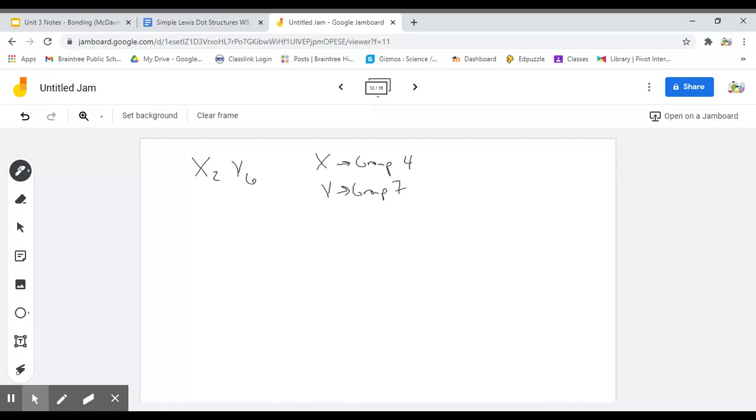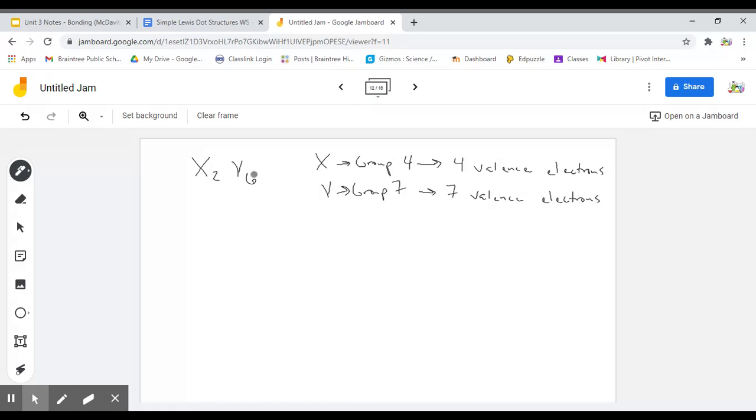The information I gave you was that X is in group 4A, so group 4, and Y is in group 7A, or group 7. Remember what that tells you: X is going to have 4 valence electrons, and Y is going to have 7 valence electrons. So for every atom we have of either X or Y, it tells you how many valence electrons it's going to have.